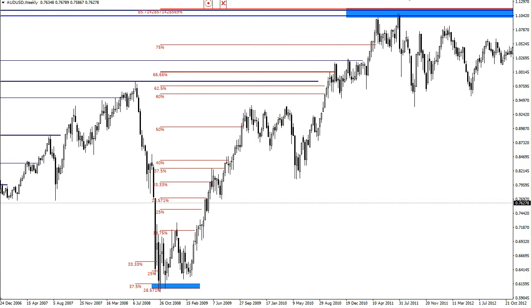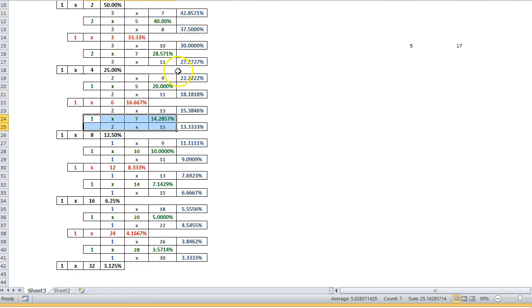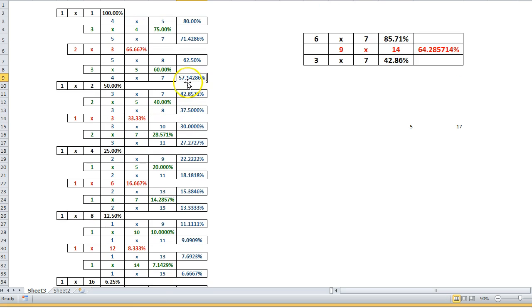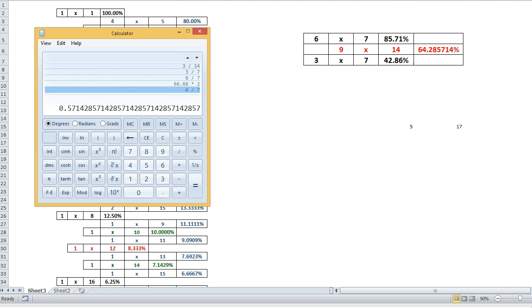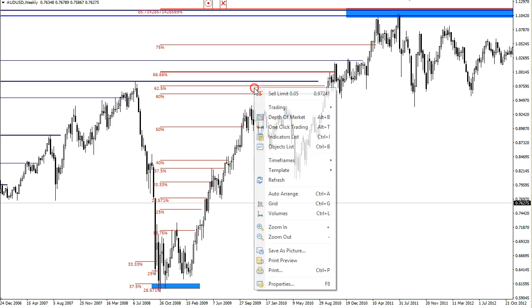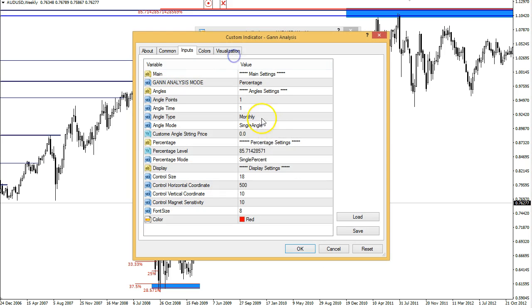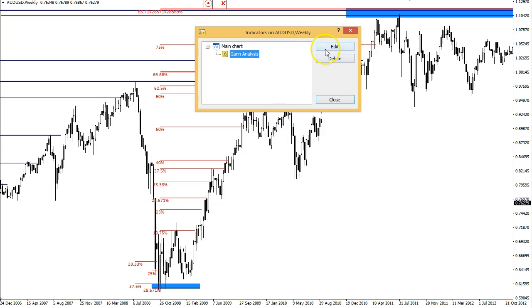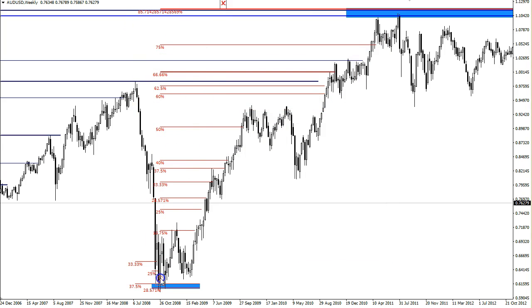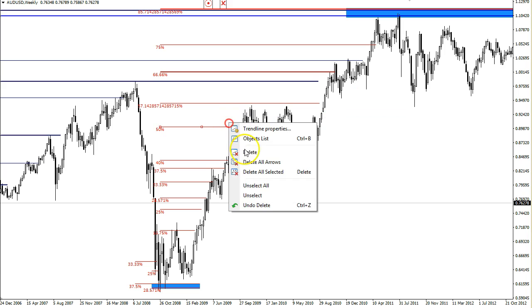60 and the 50, halfway between the 60 and the 50 is 57.1428571, so it's coming from 4 by 7. I just need to take the full percentage. So if you put the full percentage here, you can see it is not really great.